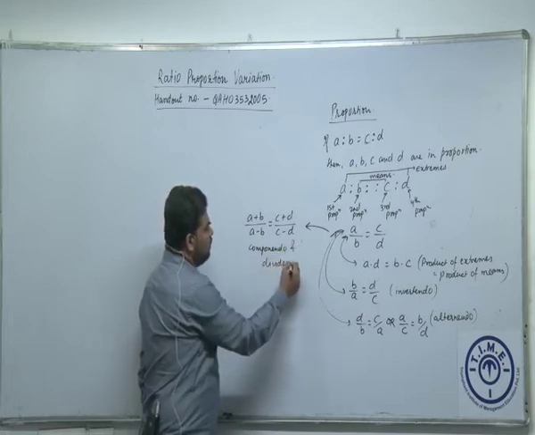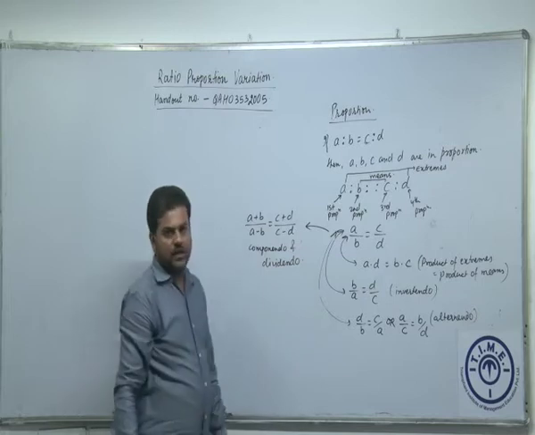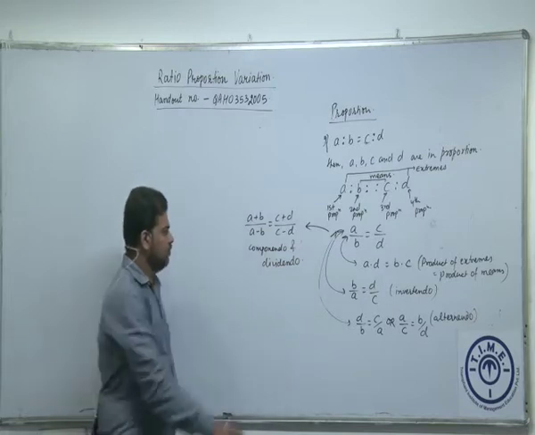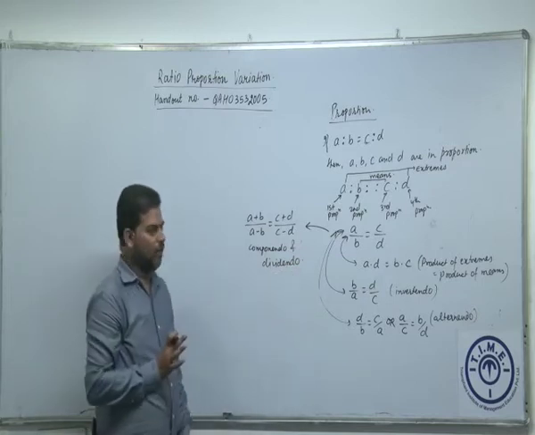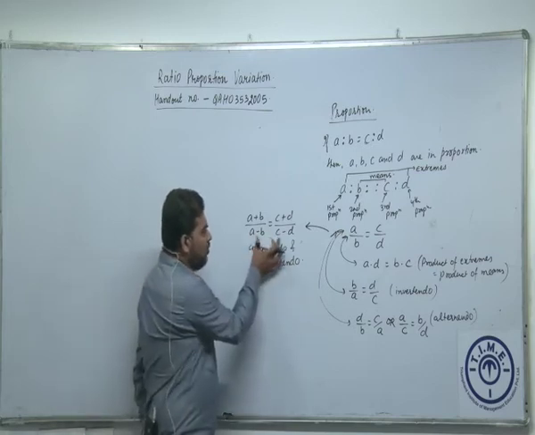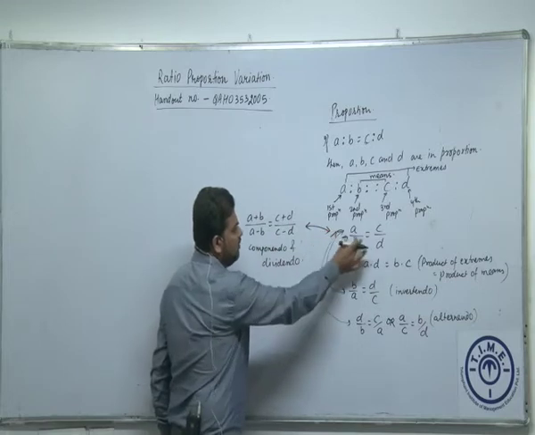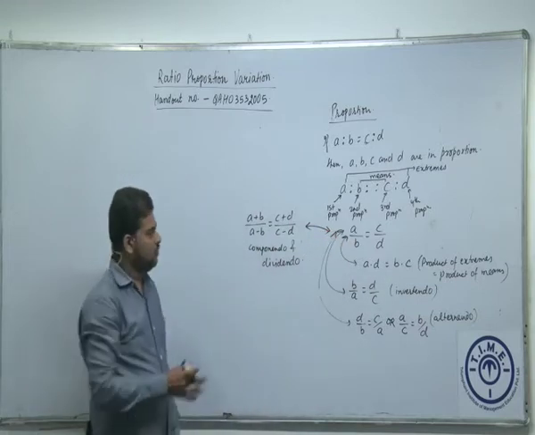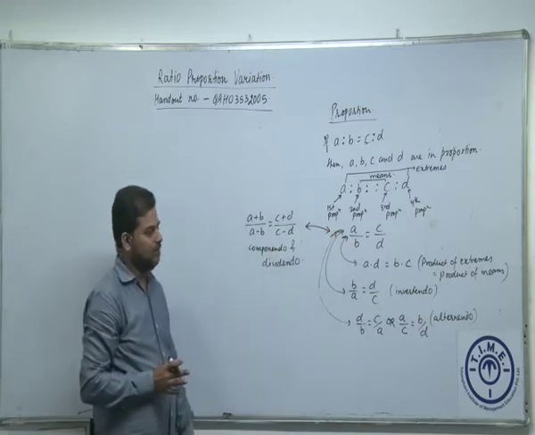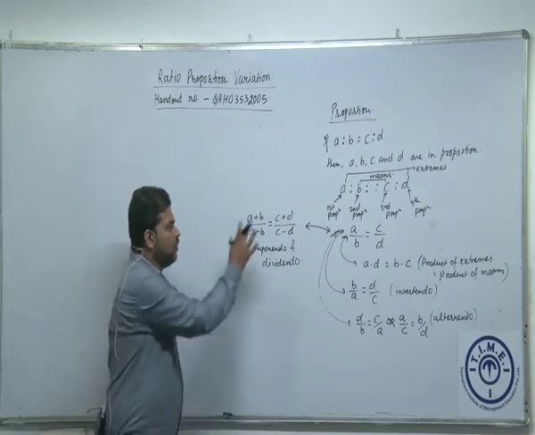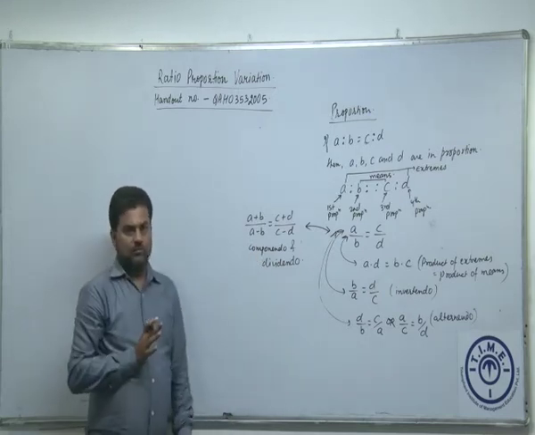So we can have some questions where we can apply these properties and solve our questions. So this is componendo and dividendo. If you apply componendo and dividendo in this part, you will once again get the same thing, A by B equal to C by D. So these are interconvertible, we can say that. So this is all about a normal proportion, fine.